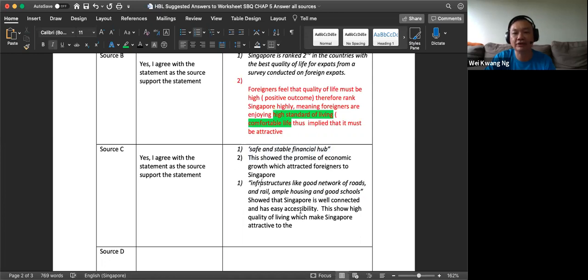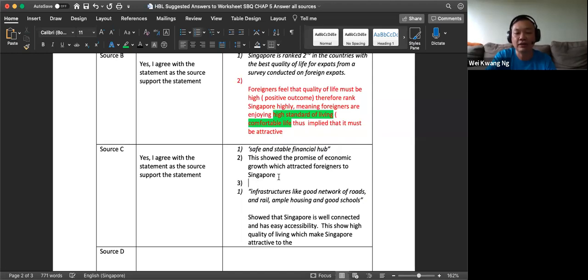Examples like this. There are actually two sets of examples that you can use, and I think most of you may have already done so. One set of example is this. You can pick up this evidence and say, oh, it mentioned that it's a safe and stable financial hub. So what does this mean? This means that there is economic growth, or some form of prosperity, or some form of jobs or opportunities. All these things are positive outcomes. So that's why foreigners come in.